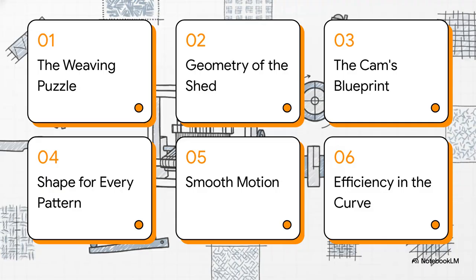Let's unravel. So here's our roadmap. First, we're going to tackle the basic weaving puzzle. Then we'll zoom in on the geometry of something called the shed. After that, we'll meet the real star of the show, the cam. We'll see how its shape dictates the pattern, why a smooth motion makes for better fabric, and finally, we'll uncover the hidden efficiency in its curve.